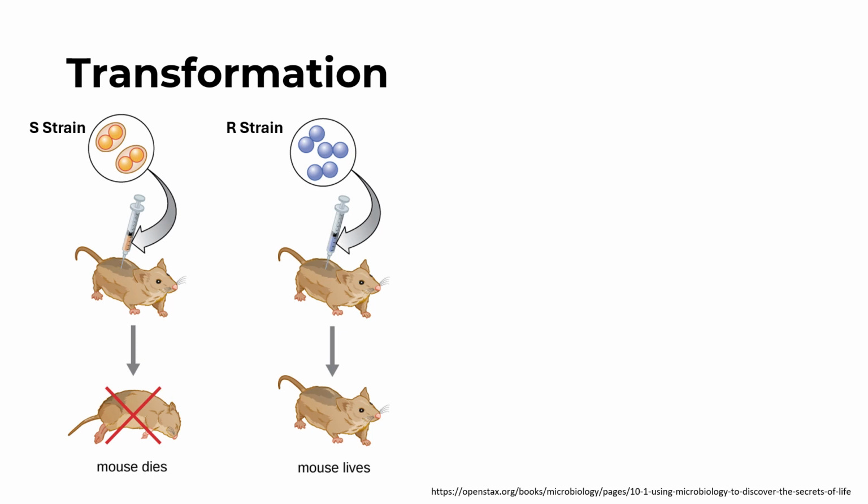The mice lived, but then if he challenged those same mice with the S strain, the pathogenic strain, they still died. Right? So it wasn't a good vaccine. The R strain was not a good vaccine by itself. So then he tried heat killing the encapsulated strain and using those dead microorganisms as a vaccine.